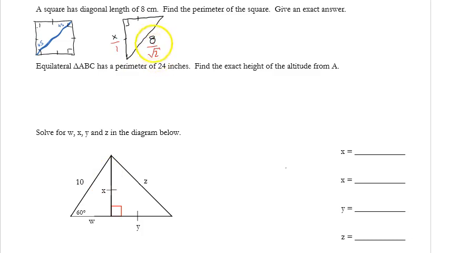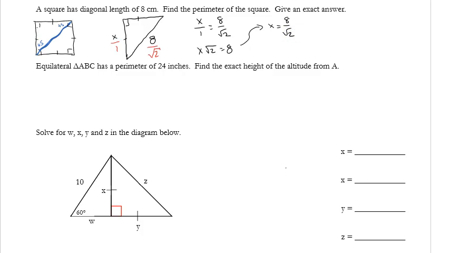So now I have my ratio with my variable, and I can set up a proportion. X over 1 equals 8 divided by the square root of 2. Cross multiply. X times square root of 2 equals 8. Divide both sides by the square root of 2. I'm showing a lot of steps that aren't necessary, but I get X equals 8 over square root 2.